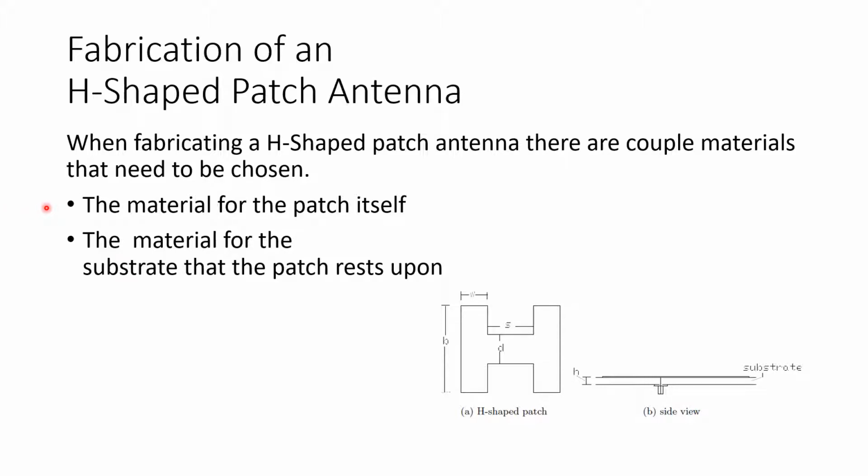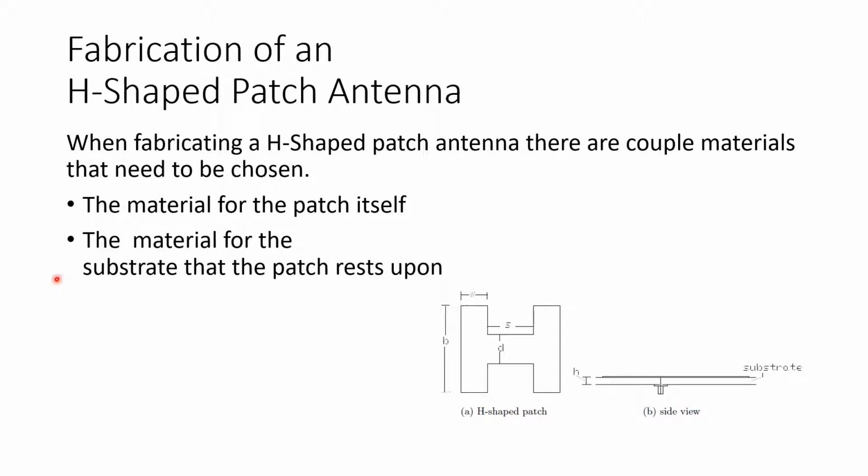When fabricating an H-shaped patch antenna, there are a couple materials that need to be chosen. First, the material for the patch itself needs to be chosen. The material for the patch is usually a metal, and the higher the conductivity, the better, as the ideal antenna would have a metal that is a perfect conductor. But in reality, this is not possible, so just the higher the conductivity, the better.